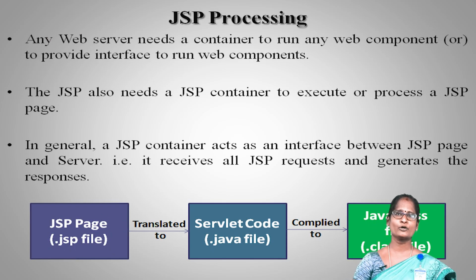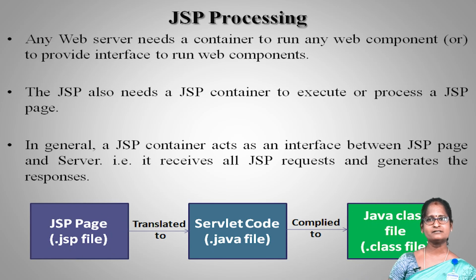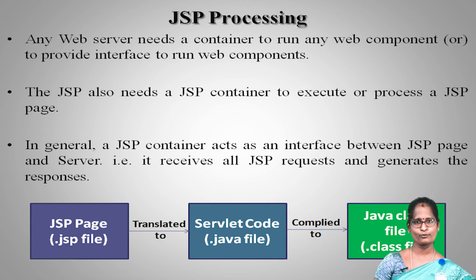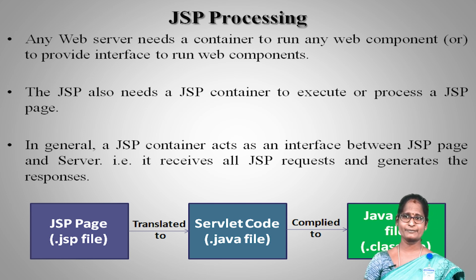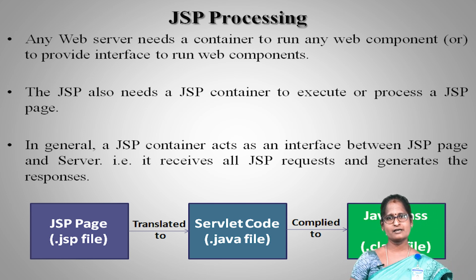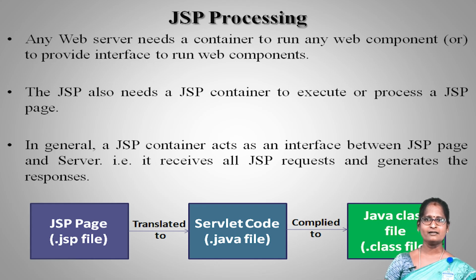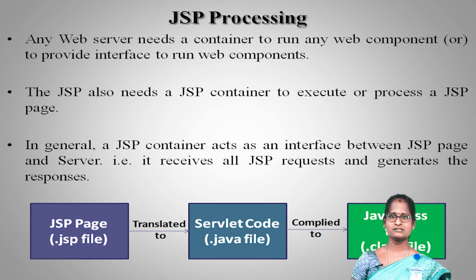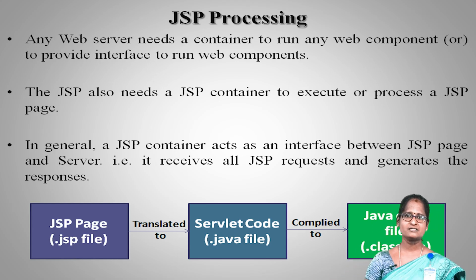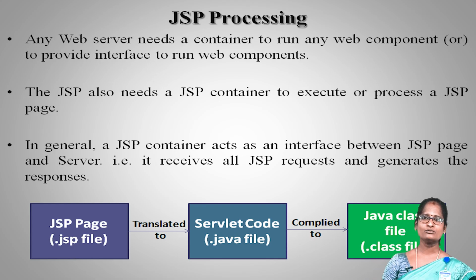Then next, JSP processing. Any web server needs a container to run any web component and provide an interface to run web components. JSP also needs a JSP container to execute the JSP page. In general, the JSP container acts as an interface between the JSP page and the server. It receives all JSP requests and generates the responses. First, the JSP page is converted into servlet code. The JSP file is translated into a Java file. Then the servlet code is translated into a Java class file.